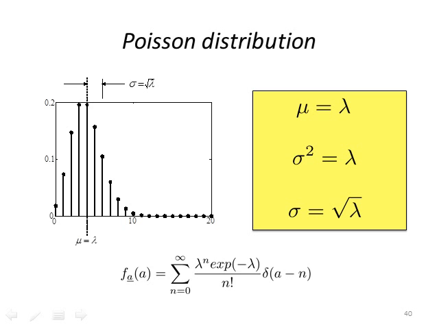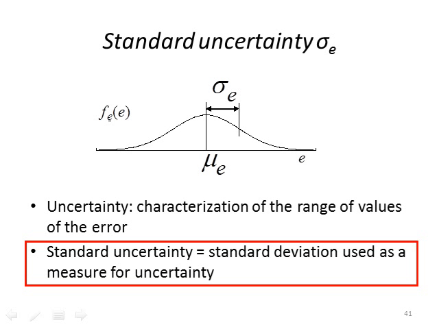And then the Poisson distribution. When we have a Poisson distribution, the probability density function equation is located on the bottom center, and then the computation of the mean, variance, and standard deviation. And remember that the Poisson is a distribution for counting events. As I said earlier, our standard uncertainty sigma e is the standard deviation, and we use this as a measure of our uncertainty. And in this case, I use the probability density function for the Gaussian distribution, which is the most commonly used.